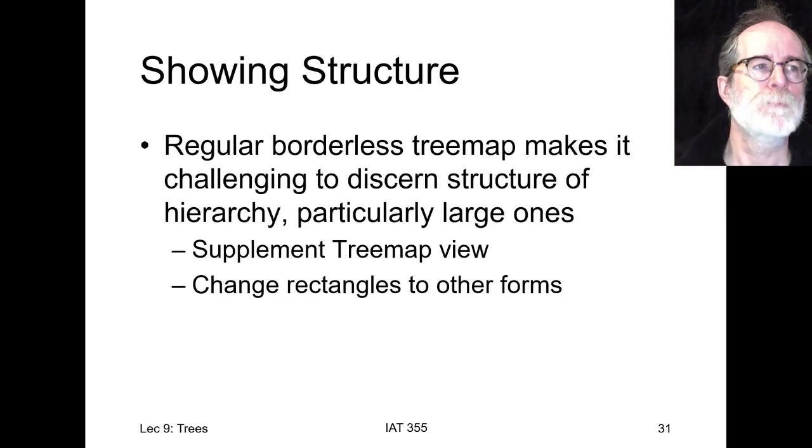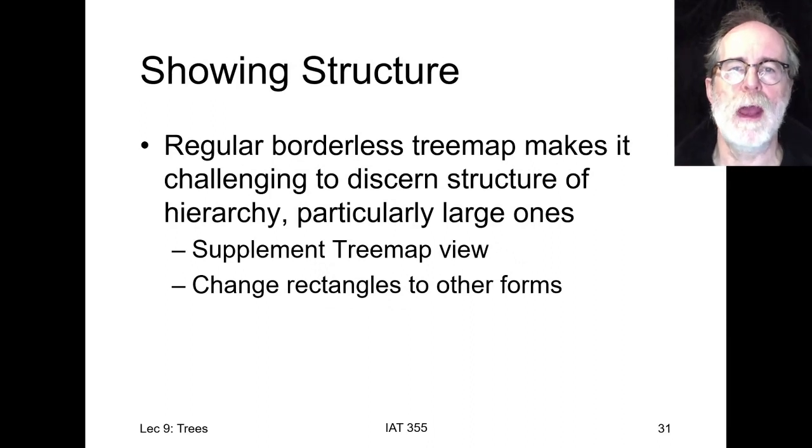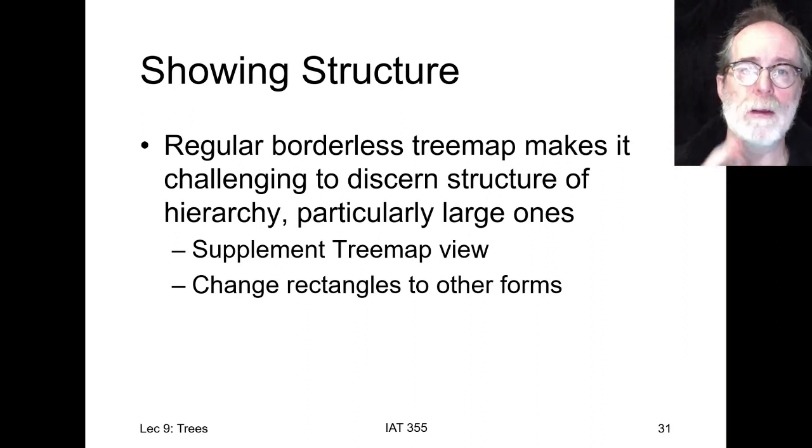So the thing that tree maps are not necessarily good at is showing structure. A regular borderless tree map, which is not like what we've been showing here, since those have borders, makes it challenging to discern the structure of the hierarchy, particularly large hierarchies and deep hierarchies. So one of the things that people have investigated is changing the rectangles, sticking mostly with that geometry, but trying other visual forms to help supplement our visual understanding of what's going on in the display.